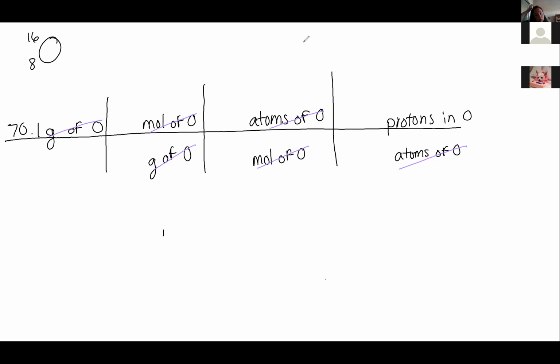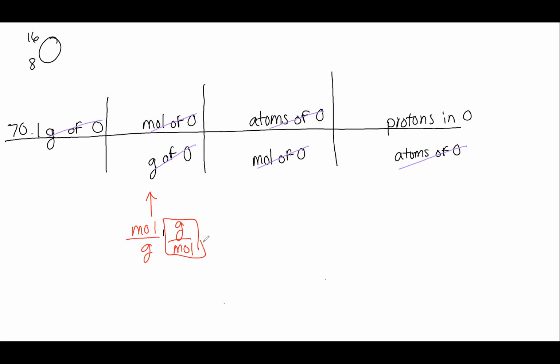So how do we fill this in? Let's look at this first step, this block right here. This is saying moles per gram, or in other words, grams per mole. So what do we have that's in a unit of grams per mole? The mass number. Yeah, there you go, the molar mass, right? So what's the molar mass of oxygen? 16. Yeah, so that's 16 grams per 1 mole.